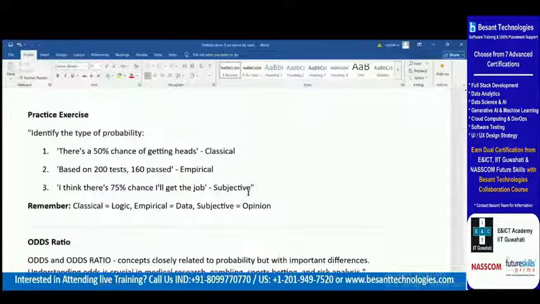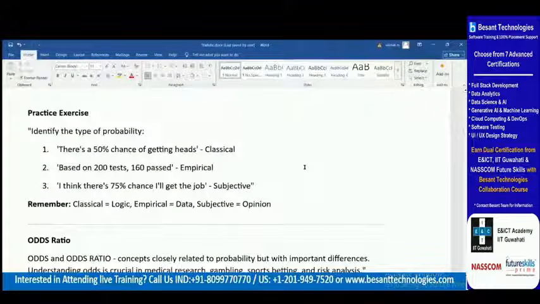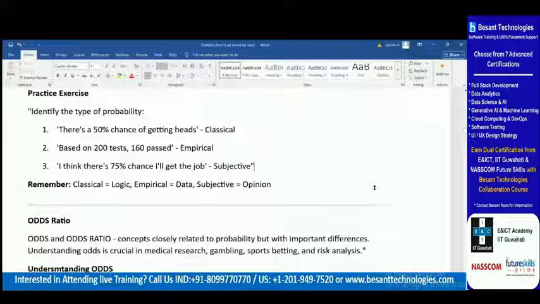I've given one more exercise, you can take it and work on it. Today I'll share these notes, you can refer to them. So next is odds ratio.